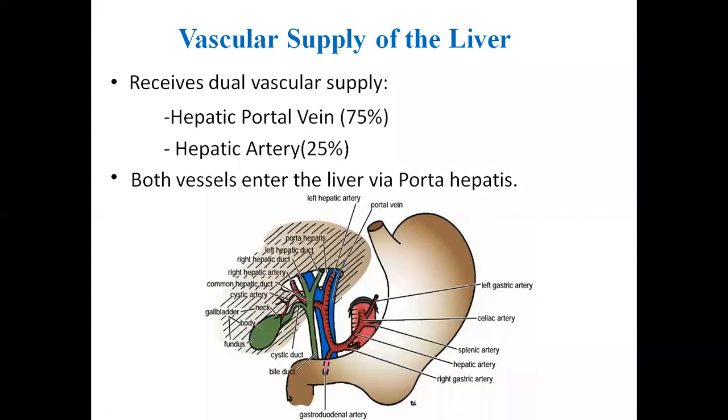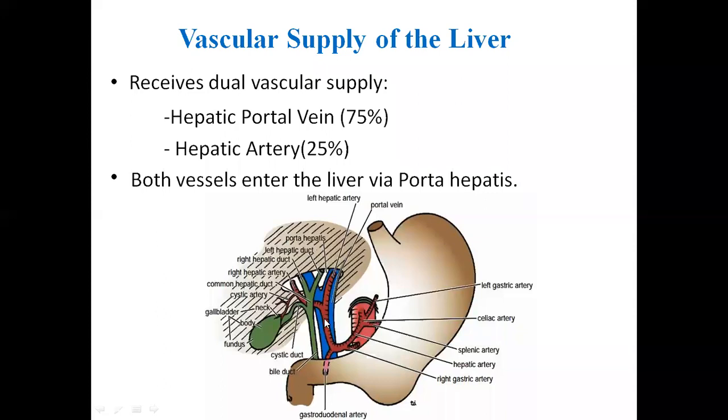Portal vein, how is it formed? It is formed by the union of the splenic vein and superior mesenteric vein behind the neck of the pancreas. This is the portal vein. Behind the neck of pancreas, it is formed by the union of the splenic vein and the superior mesenteric vein. It enters the liver through the porta hepatis. This is the porta hepatis.